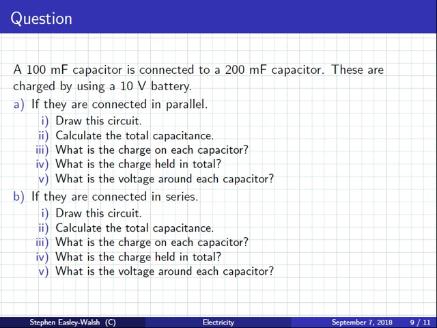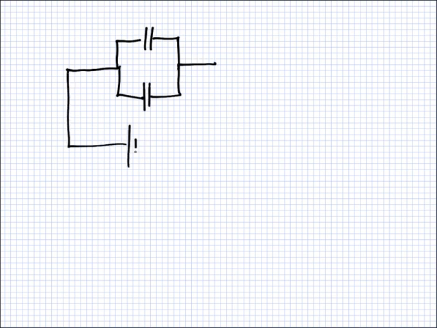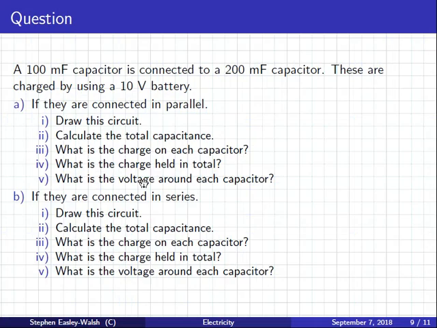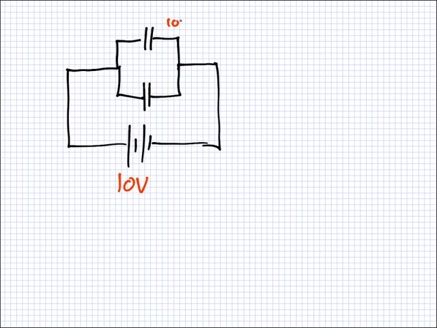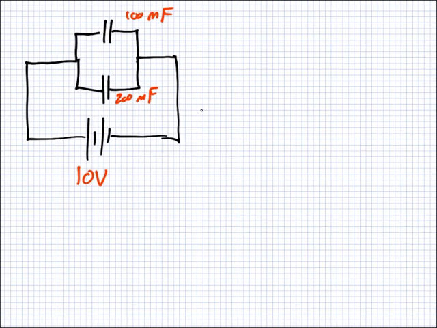Right. A 100 millifarad capacitor is connected to a 200 millifarad capacitor. These are connected using a 10 volt battery. They're connected in parallel. First, draw the circuit. Okay, so in parallel they look like this. And then what I've done is, this is 10 volts. This is 100 millifarad, and this is 200 millifarad. So that's a 300 millifarad.